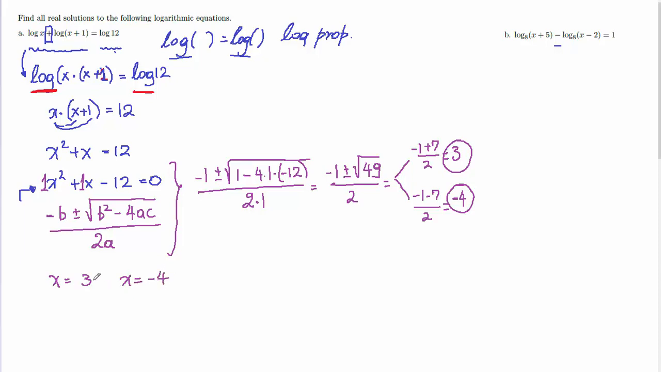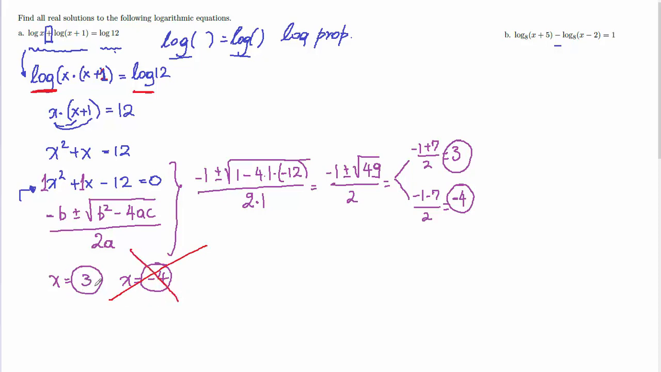Well, I need to take each one of those and plug them into all the logarithms that I have in my initial equation, and see if any of the x's create logarithms that are not possible. So what I can see is that if I take the number negative 4 and plug it in at the log of x, then I will have the log of negative 4. But there are no logs of negative numbers. So this means that this is not a possible solution.